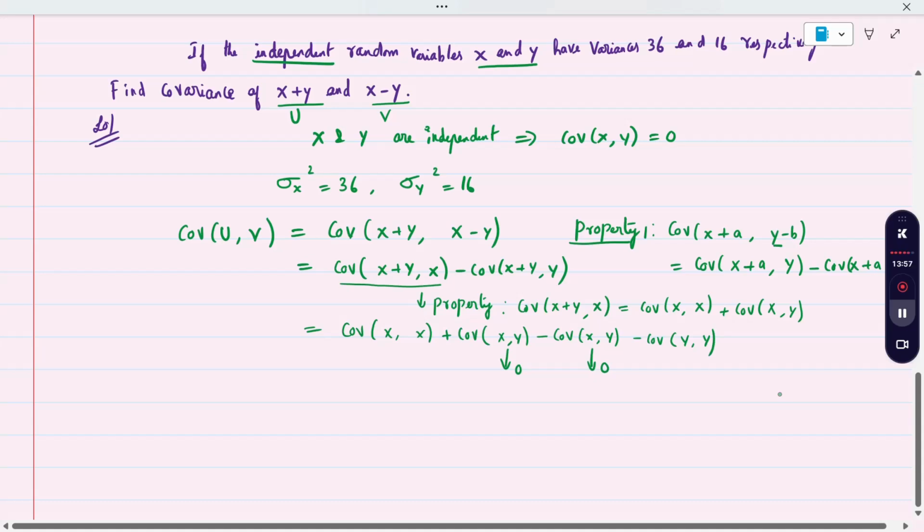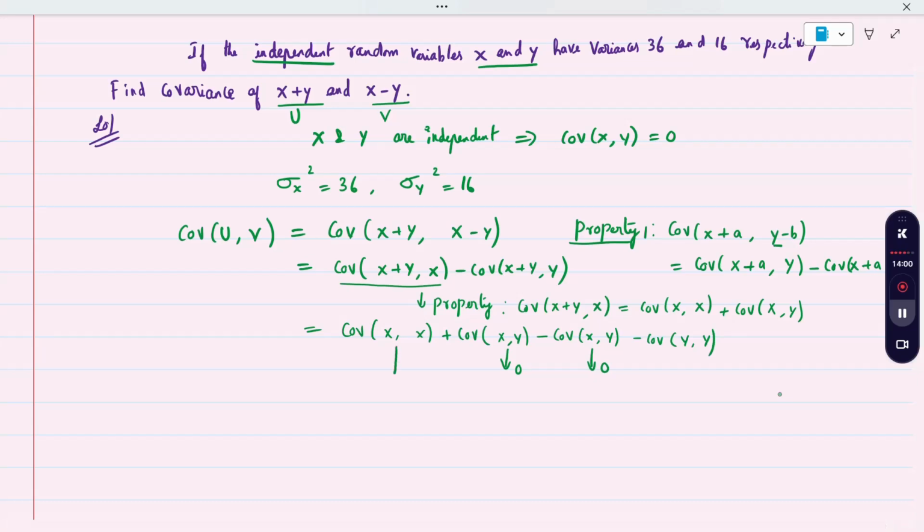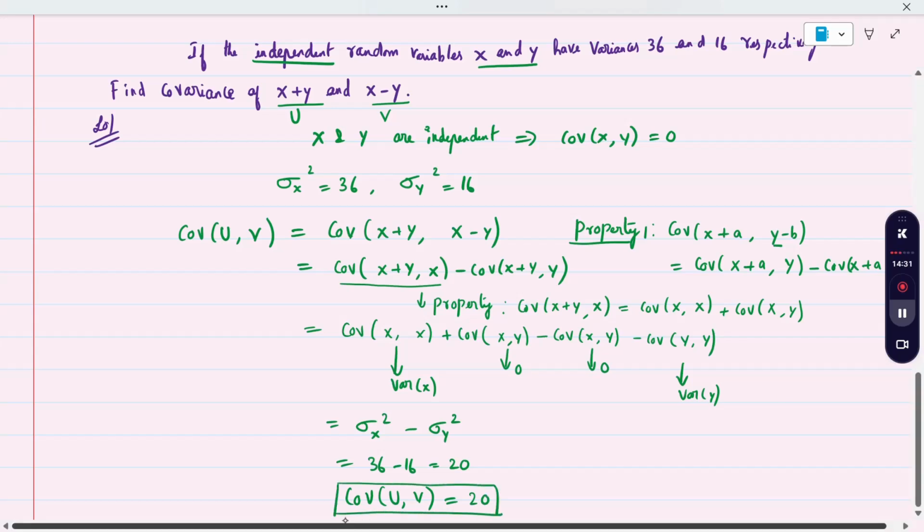Covariance of x comma x is nothing but the variance of x. Both are the same, it is the variance of x. This is nothing but the variance of y. So variance of x is sigma x squared minus sigma y squared. Both are given in the data, it's nothing but 36 minus 16, so equal to 20. So the covariance of u comma v, whatever the question asked, our answer is 20. Complete. Thank you.